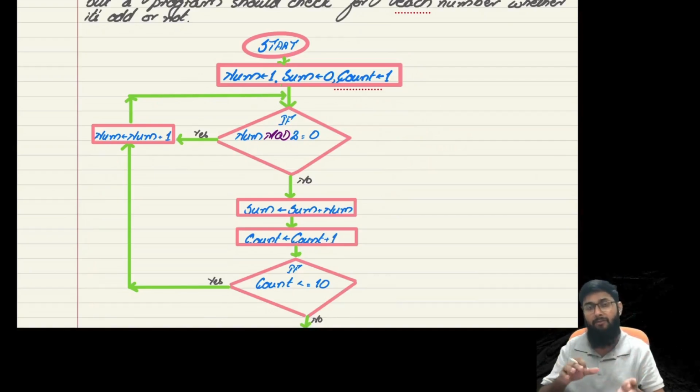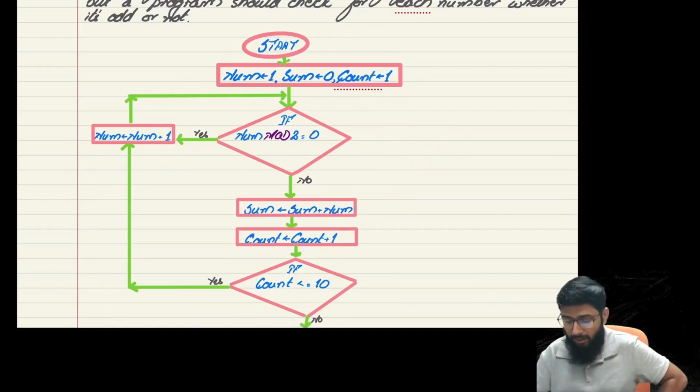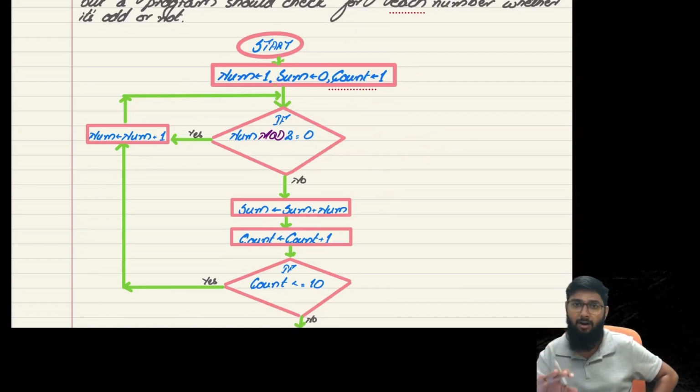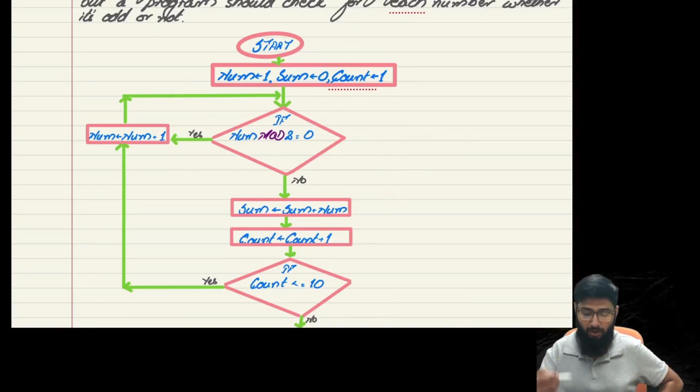In the previous program, just after this sum, we were incrementing the number by 2. But this time we need to increment by 1, whether it's an odd number or an even number. We need to increment the number by 1 each time, so that it can check for the other number. So num plus 1, and that means now the value for num is 2.